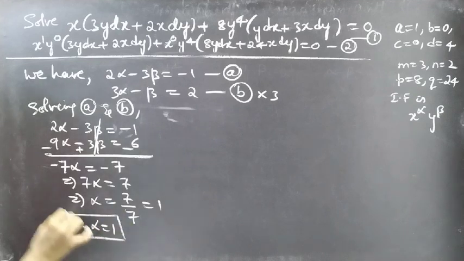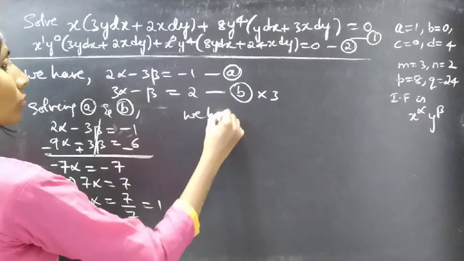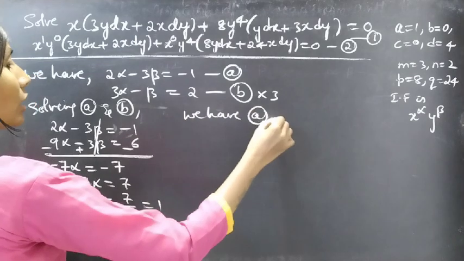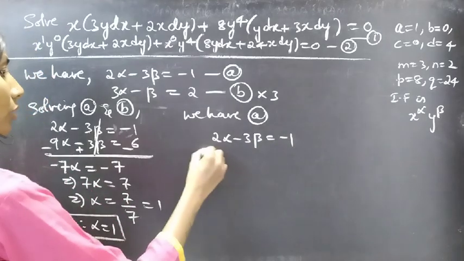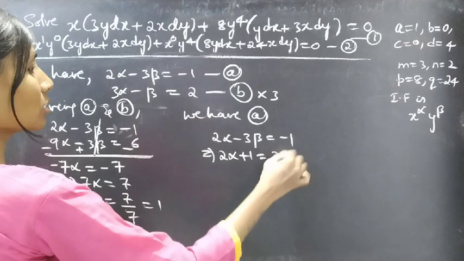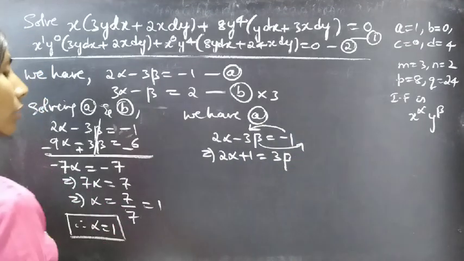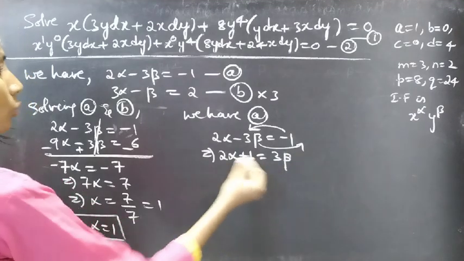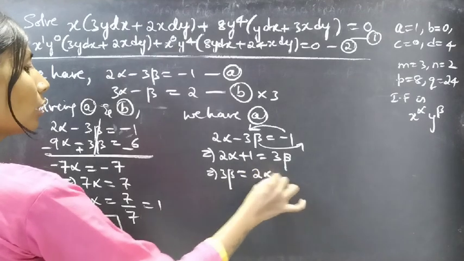We got the value of alpha. Now we need to find the value of beta, right? We have equation A, 2 alpha minus 3 beta equal to minus 1. Simply we'll bring this minus 1 to the LHS and take this 3 beta to the RHS, then you'll get 2 alpha plus 1 equal to 3 beta, or we can write this as 3 beta equal to 2 alpha plus 1.